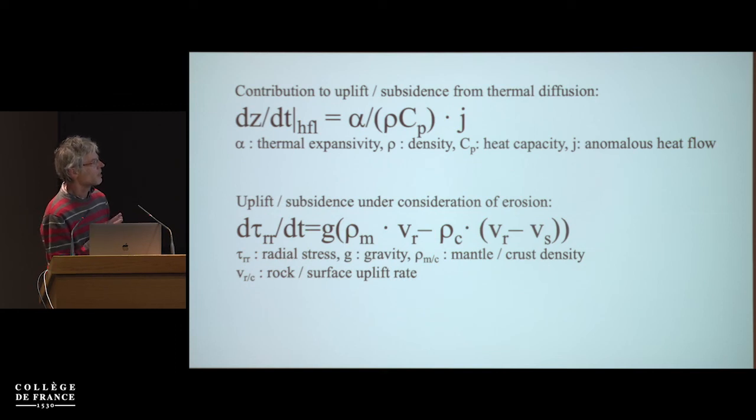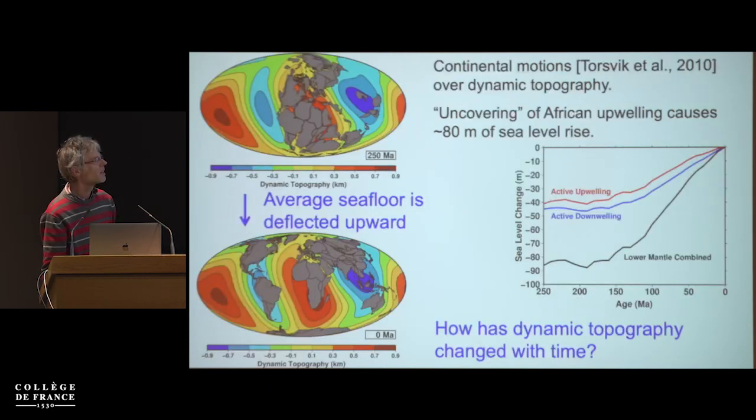Whereas if you say surface uplift is 0, so everything that is uplifted is eroded, then the rock uplift is stress change divided by gravity and the difference between mantle and crustal density, and then it's much larger. In any case, when partly eroded, it's somewhere in between. So this is why it's important to consider surface processes. It's something which I think is still underexplored.